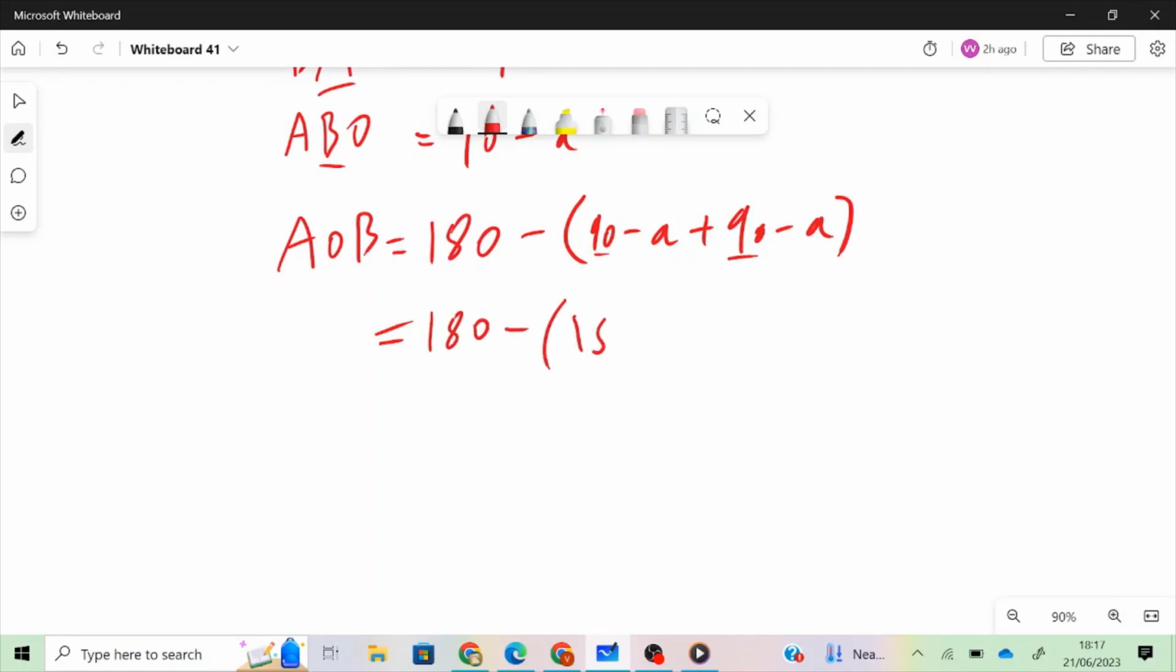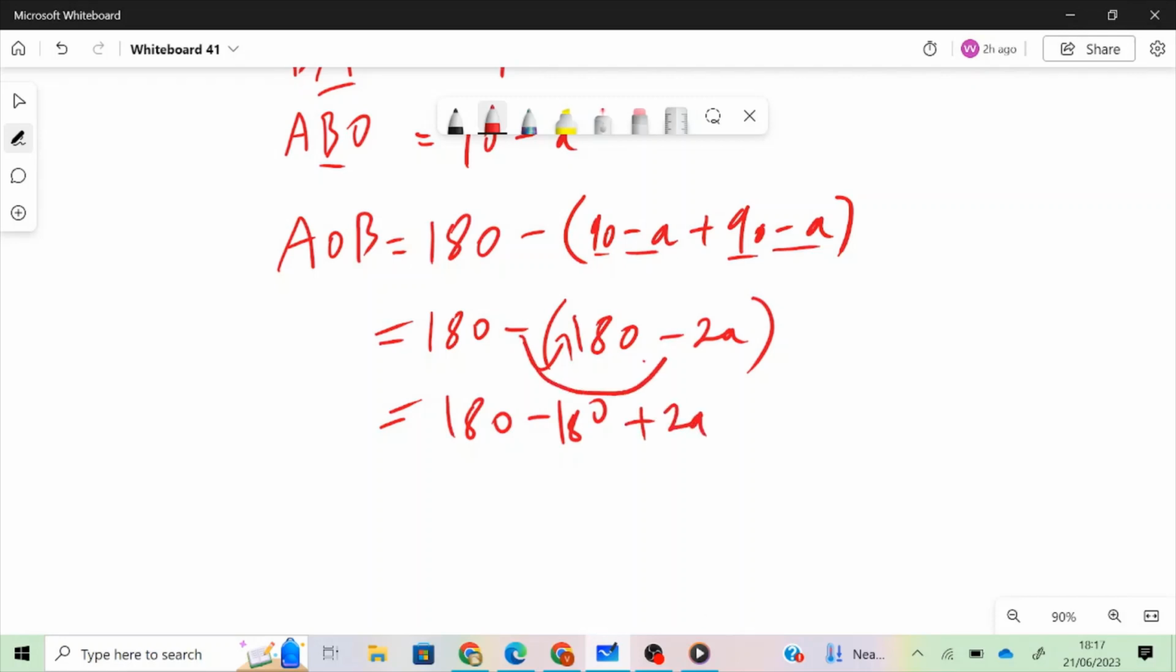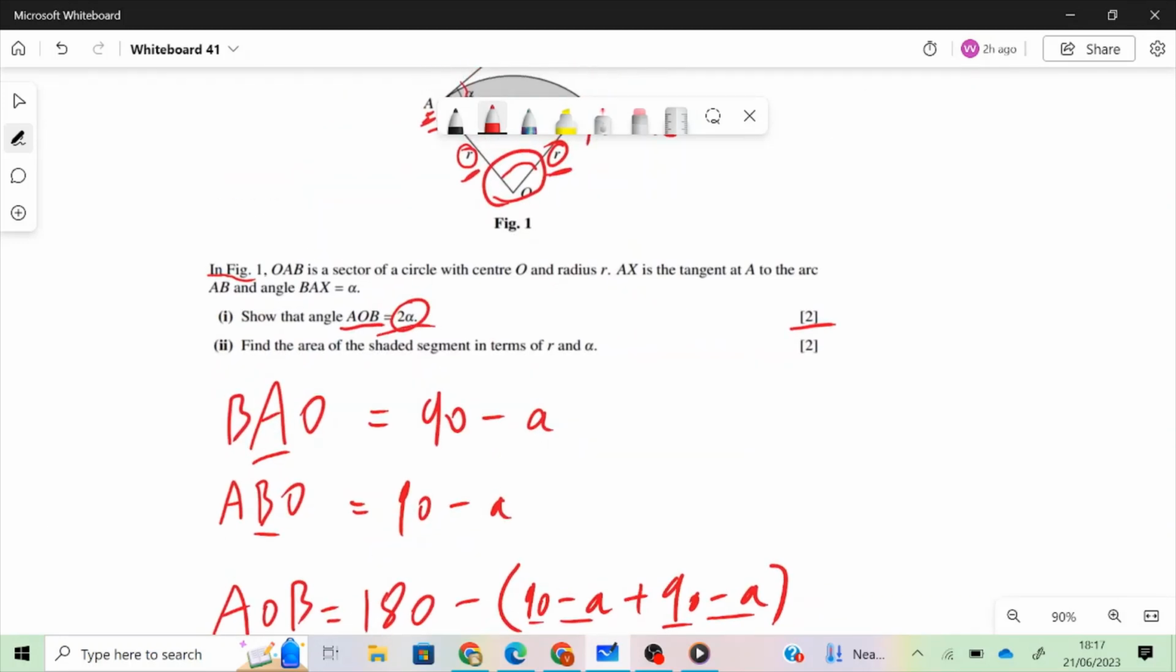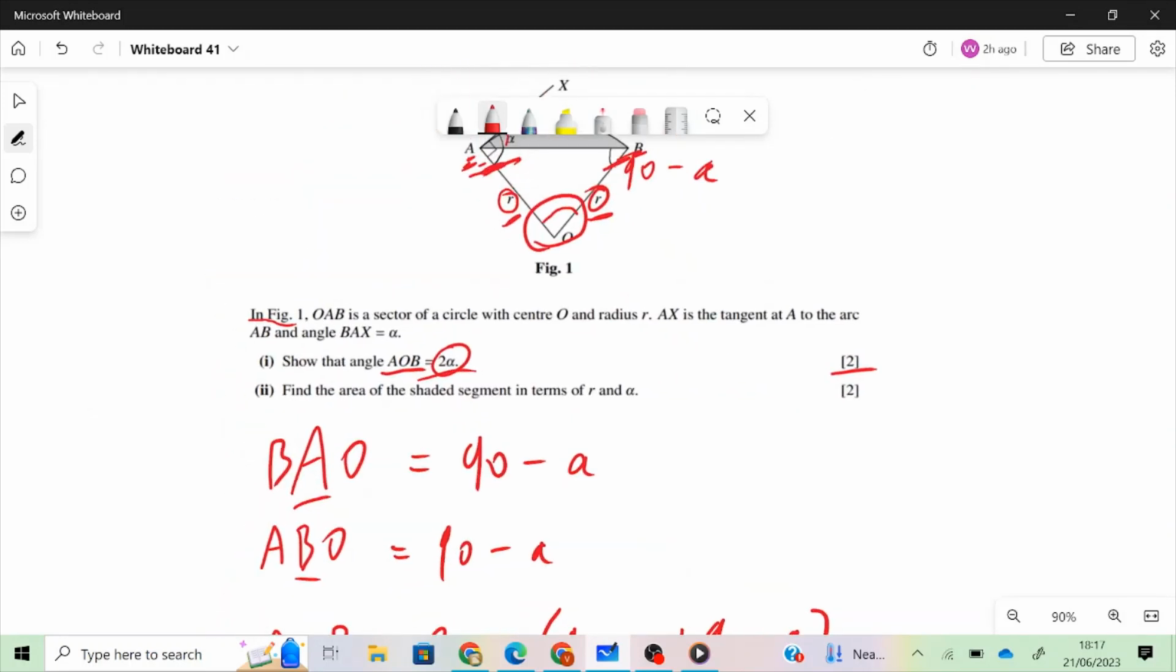that's 180, and minus alpha minus alpha is minus 2 alpha. If you expand this, it is 180 minus 180, plus 2 alpha, because the minus and minus combine to give a plus. This cancels this, and you are left with 2 alpha, which is exactly what they asked us to prove, to show that this is 2 alpha. On to the next part.